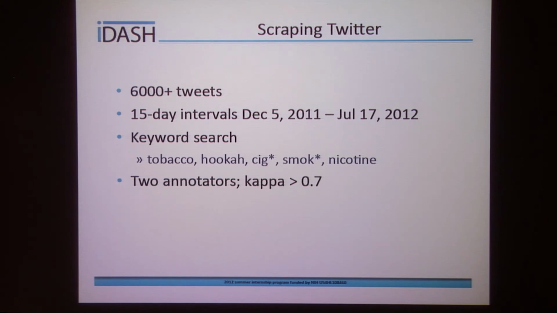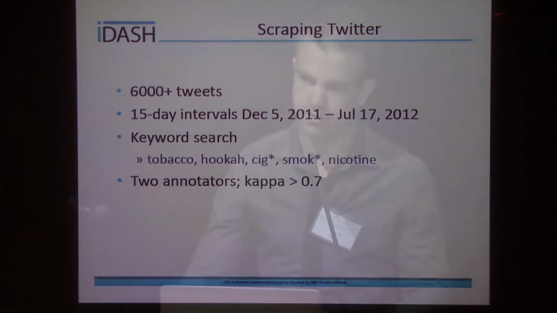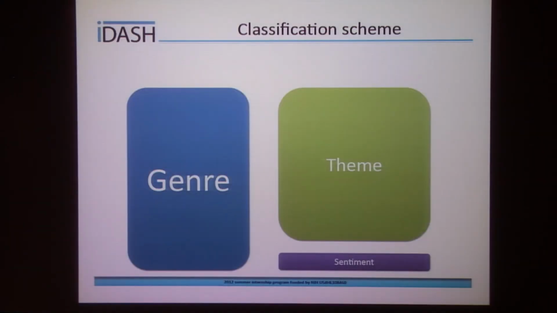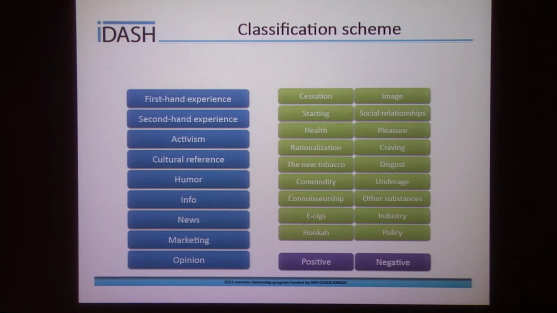Scraping Twitter, we collected 6,000 tweets using 5 tobacco-related keywords: tobacco, hookah, cig, smoke, and nicotine, and had 2 annotators annotate portions of the data until we arrived at the agreed upon standard of greater than 0.7 kappa agreement. So this is our classification scheme. Each tweet is classified according to 3 dimensions: genre, theme, and sentiment. Genre is just what kind of tweet is it? Is it a first-hand experience? Is it a joke? And so on.